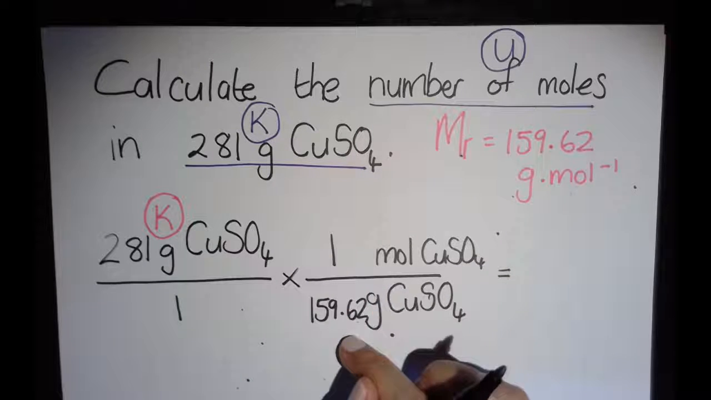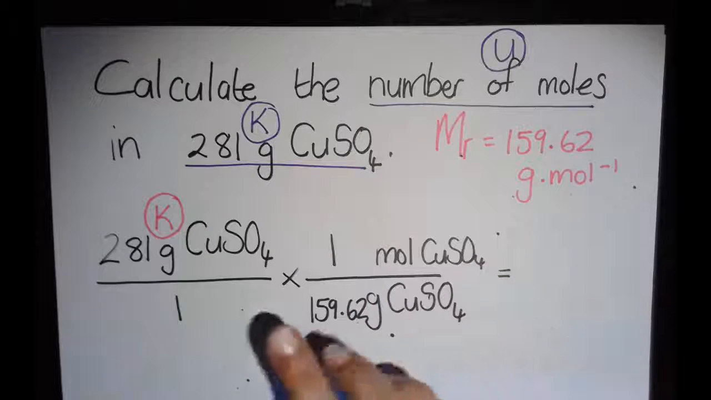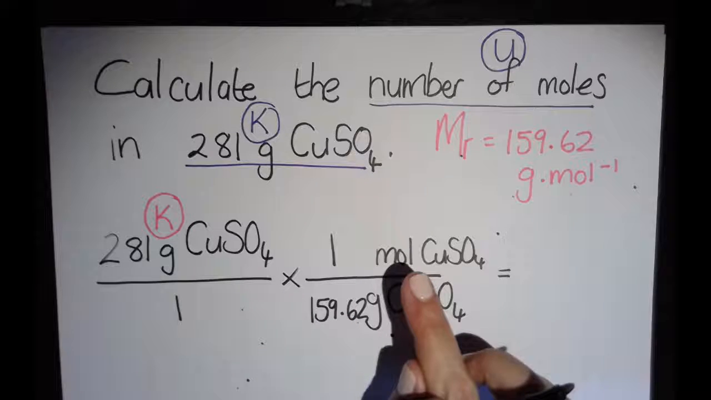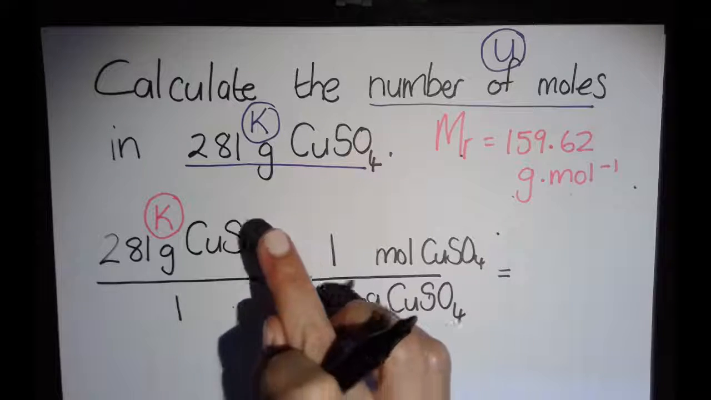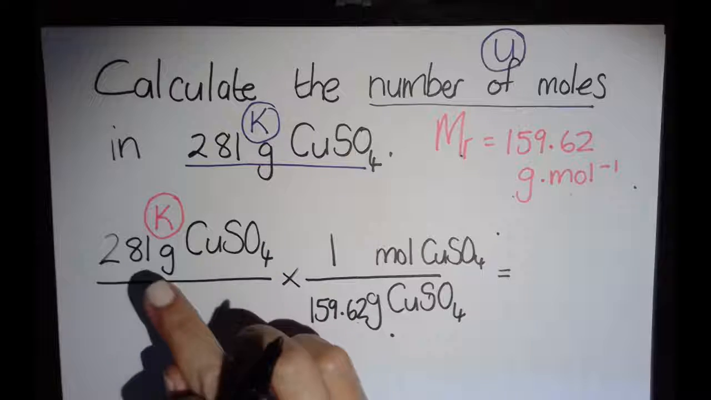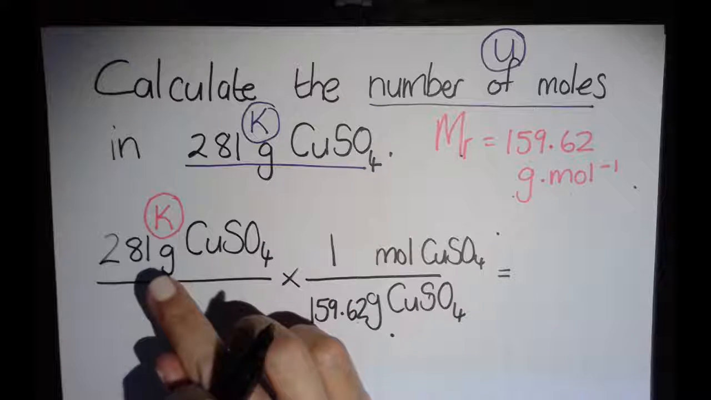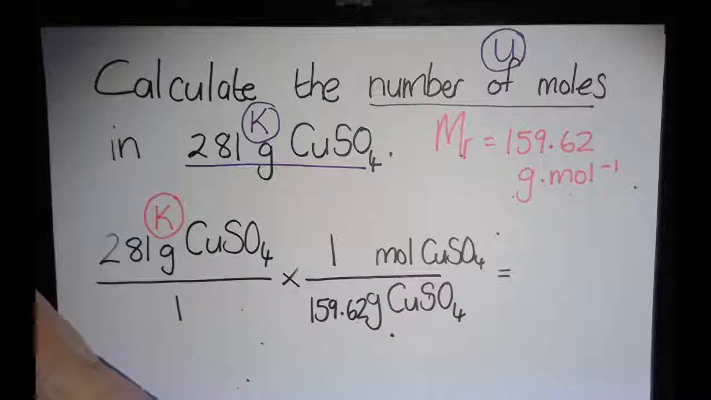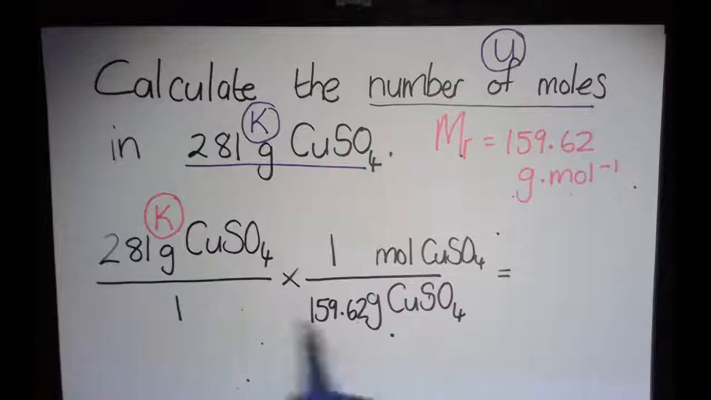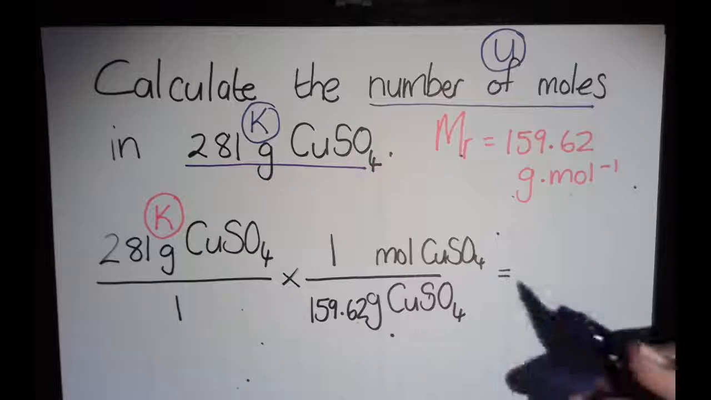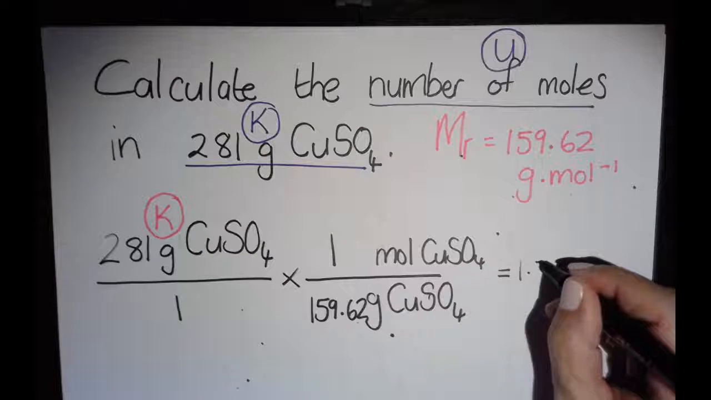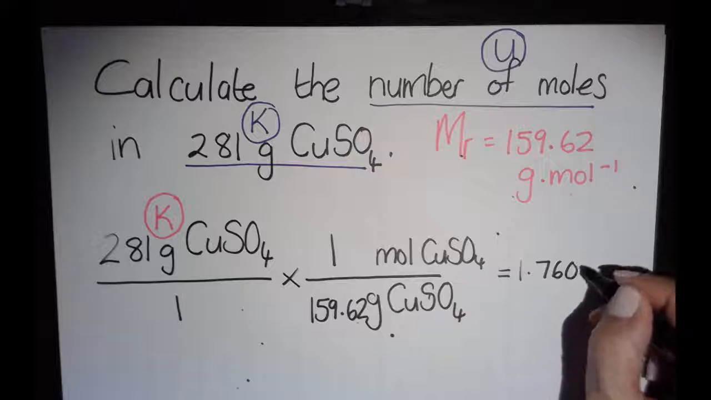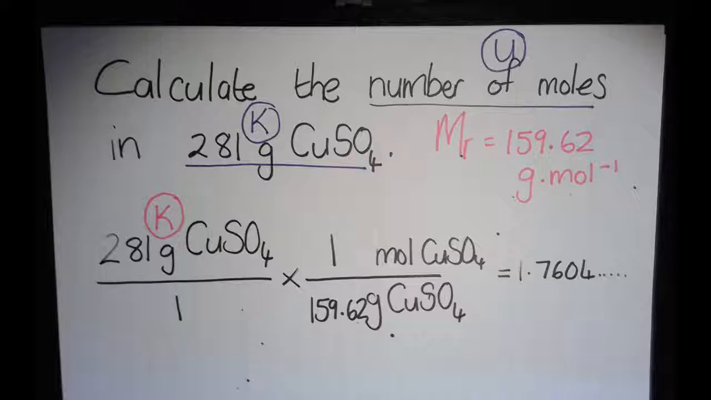You put this into your calculator and you get the answer. You can use the fraction component on the Casio calculator to do this, or you can simply see, oh, hang on, I have to take this because 281 times 1 is 281, and I have to divide it by 159.62. I do that on my calculator, and I see that my answer is 1.7604, and so it carries on.